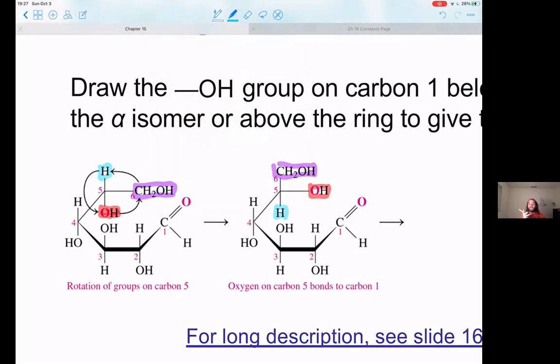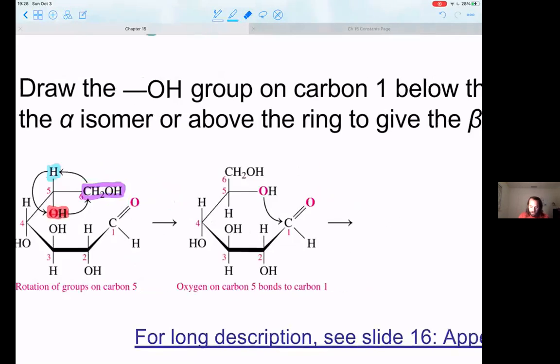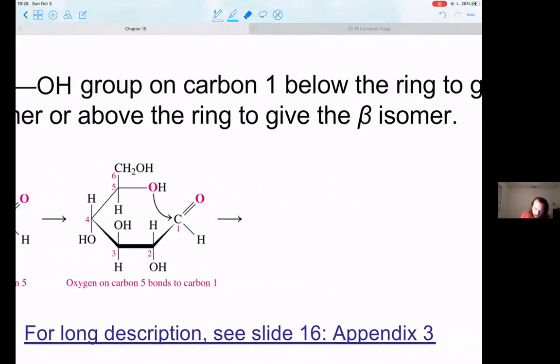As long as we're rotating 3 of those groups, we keep the structure the same. So we haven't redrawn our molecule and made the enantiomer or anything like that. This is the same molecule. We've just rotated those 3 groups. Okay. And now the OH group of carbon 5 is going to form a new bond with carbon 1. All right, so let's see what that looks like. This will close our ring.